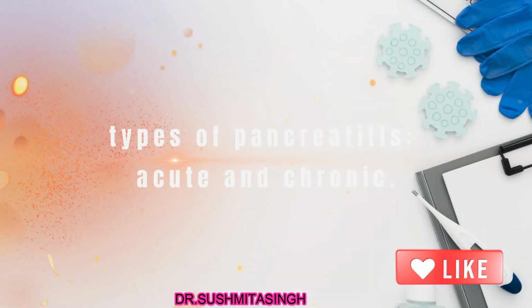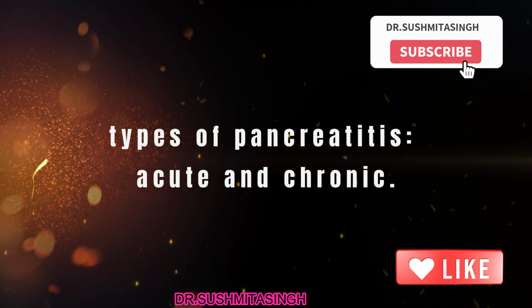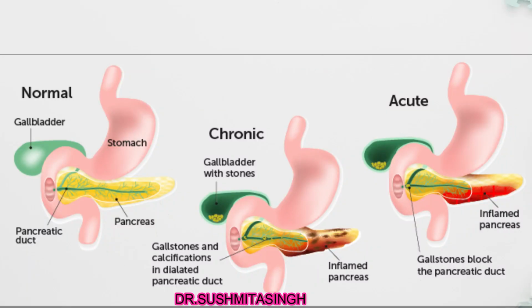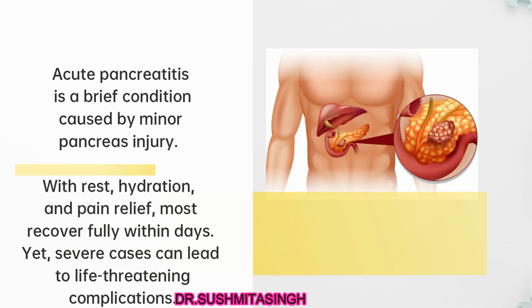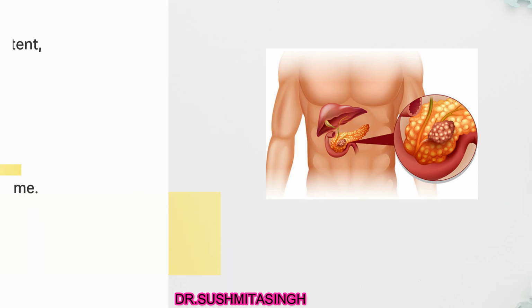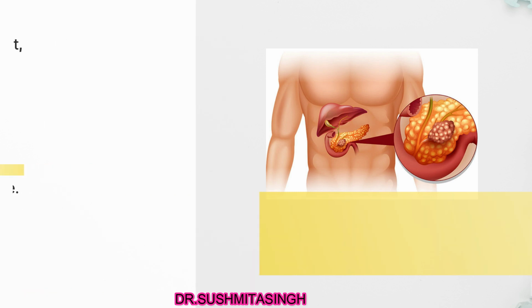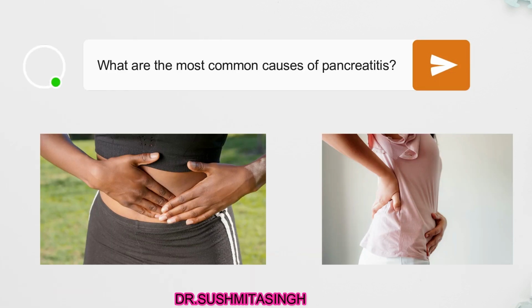Now let's talk about the types of pancreatitis. It's basically classified into two types, acute and chronic. The acute one is not a life-threatening condition. It is safe, or it may be caused by a minor pancreatic injury. Meanwhile, the other condition, chronic, is a worsening condition which causes scarring of the pancreatic tissues, which is a severe medical condition.